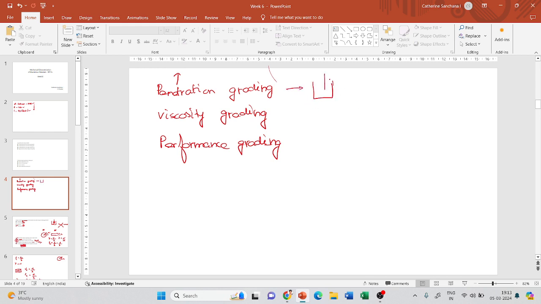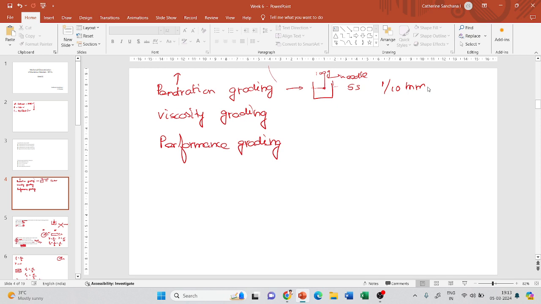There will be a needle, and this needle will be allowed to drop. Initially you will place the needle at the surface of the sample, and you will release the needle of weight 100 grams and measure the penetration at the end of 5 seconds. You will do it at 3 points, and take the average value. This is the penetration value of bitumen, which is recorded in 1/10 of a millimeter. So if I say my penetration value is 45, it means that my penetration value is 4.5 mm.